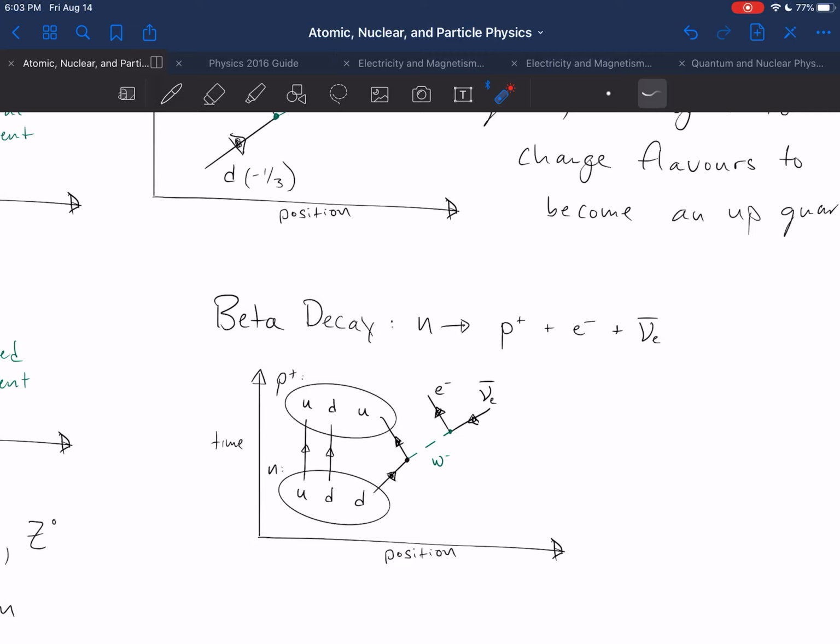Now, the reason there are a number of different ways of representing this is that fundamentally, the neutron and the proton are hadrons and made up of constituent quarks. Moreover, two of the constituent quarks do not change. A proton is an up-up-down, and a neutron is an up-down-down. And so one of the ups and one of the downs will always stay the same in an interaction.